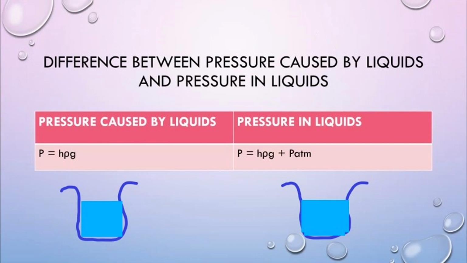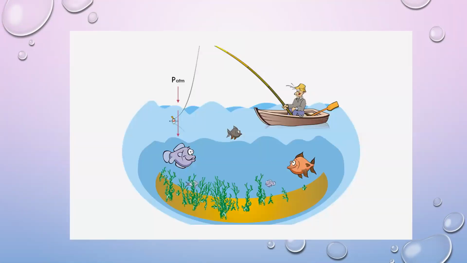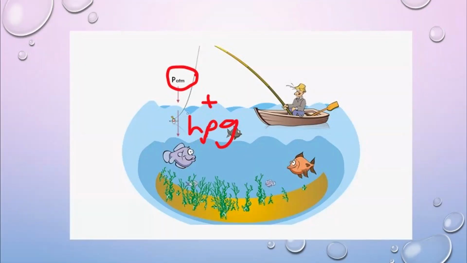So, what is the difference between pressure caused by liquids and pressure in liquids? The pressure caused by liquids is only owing to the weight of the liquid acting on the surface of any object, whereas the pressure in liquids considers both the pressure caused by the liquid and the atmospheric pressure. Let us take the previous example. The pressure in liquids acting on the fish is the summation of the pressure caused by the liquid and atmospheric pressure.